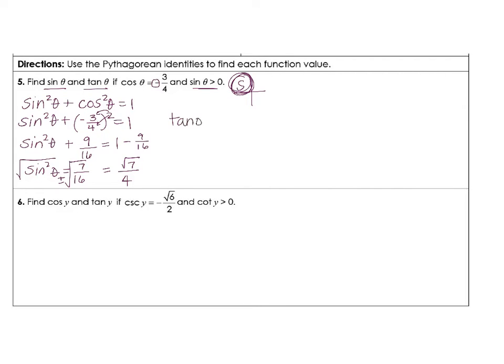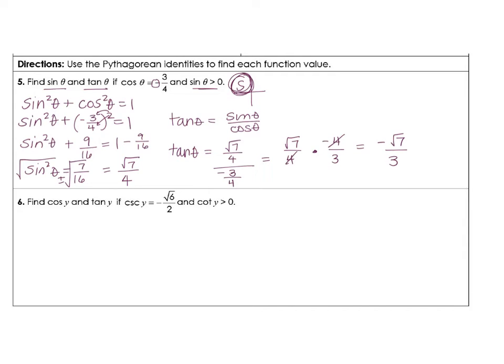Now that we have sine, we do need to go back and find tangent, and we know that tangent of theta is sine of theta over cosine of theta. And so now we're going to sub in. Tangent of theta is going to be equal to, and we found sine to be the square root of 7 over 4. We were given that cosine was negative 3 over 4. And so now we're going to divide our fractions. And remember, you keep the numerator, you change your division to multiplication, and you flip your second fraction. Keep, change, flip. Those cancel, so you have negative square root of 7 over 3.